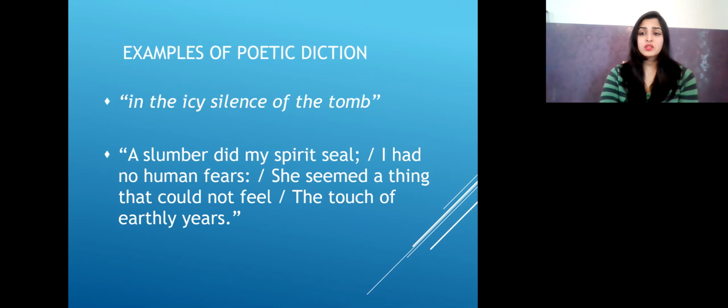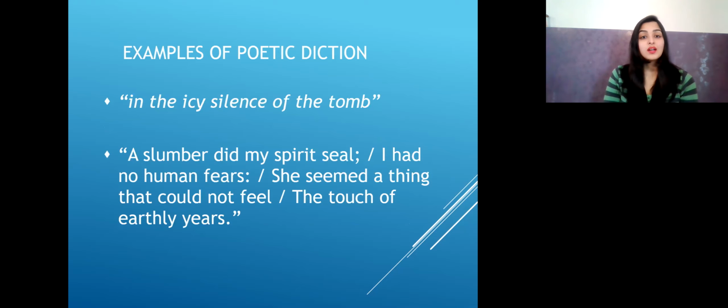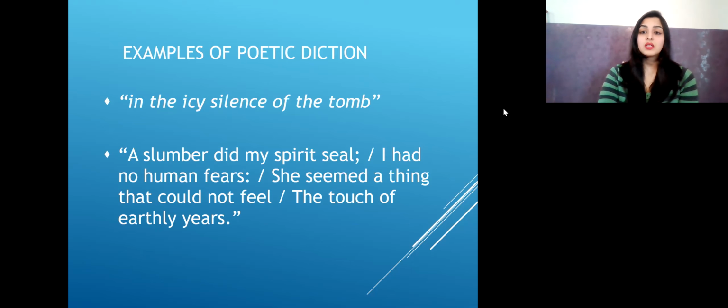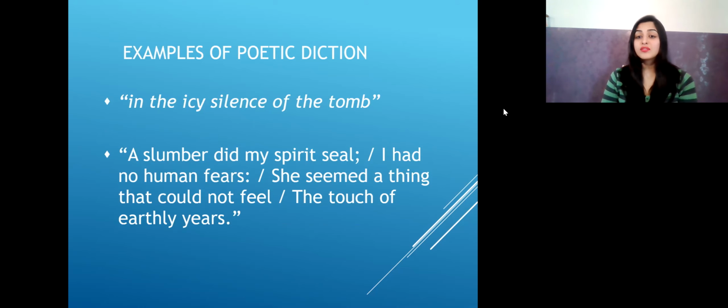Examples of poetic diction. Now you can see here: In the icy silence of the tomb, a slumber did my spirit seal. I had no human fears. She seemed a thing that could not feel the touch of earthly years. From all these words, you can understand the feeling. With icy silence, that means something has happened. So with the appropriate word that he has used, you can understand the feeling behind it.